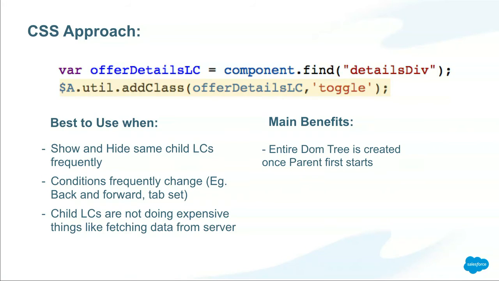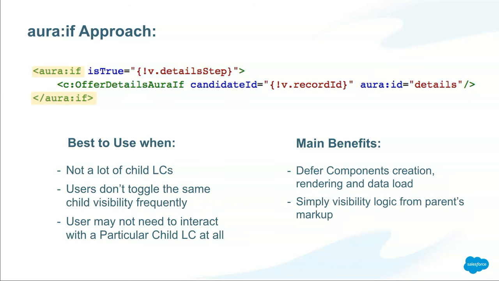So let's review the CSS approach that we used with our SPA here. It's best to use whenever you need to show and hide the same child Lightning components frequently. We know that the user will have to load all the child Lightning components in our SPA at least once, we don't have a lot of them, and we know that they are not doing expensive stuff like going to the server to fetch data, like in our example here. By using this approach, we're able to load all those child components and their dependencies into our parent component's HTML DOM tree once, whenever the parent first initializes, and then we just play around with visibility. So if you have a small SPA like that, CSS may be a good approach because your SPA will be really quick, okay?